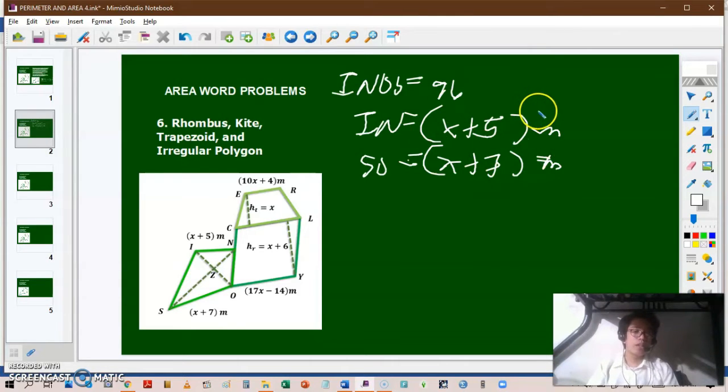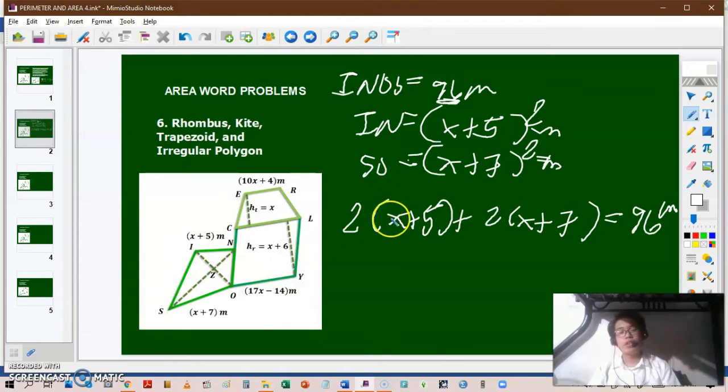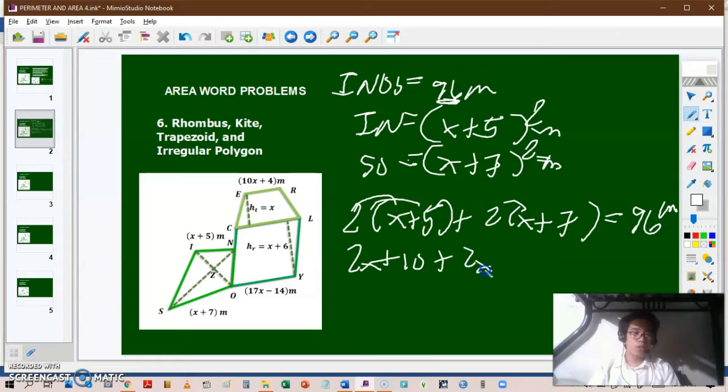So we can simply multiply this by 2, and then we have to equate that to 96 meters because that's the perimeter. So the formula is going to be simply 2 times (x plus 5) plus 2 times (x plus 7) is equal to 96 meters. Why 2? Again, because the adjacent sides of a kite, the kite figure that we have here, are equal or congruent. So 2 times x, that's going to be 2x. 2 times 5, that's going to be 10, plus 2x plus 14 is equal to 96 meters.